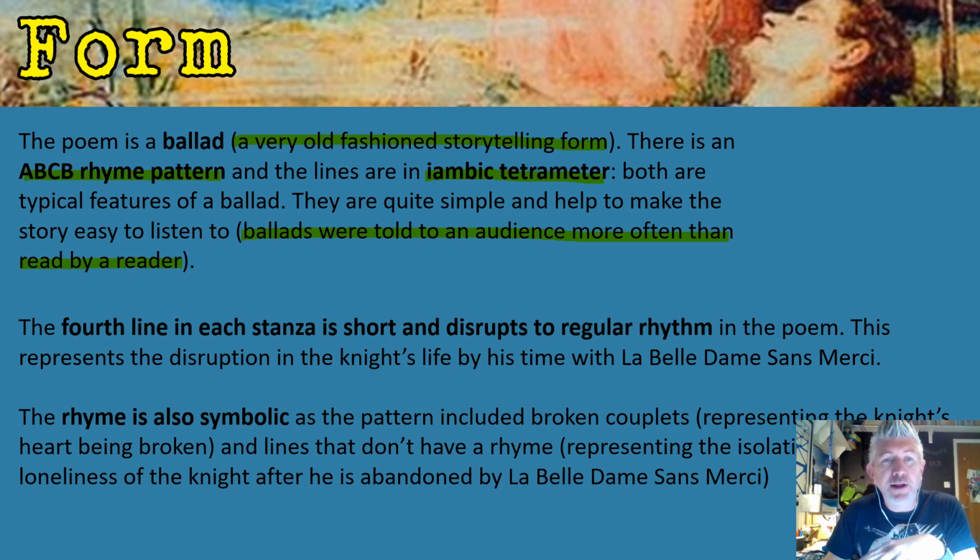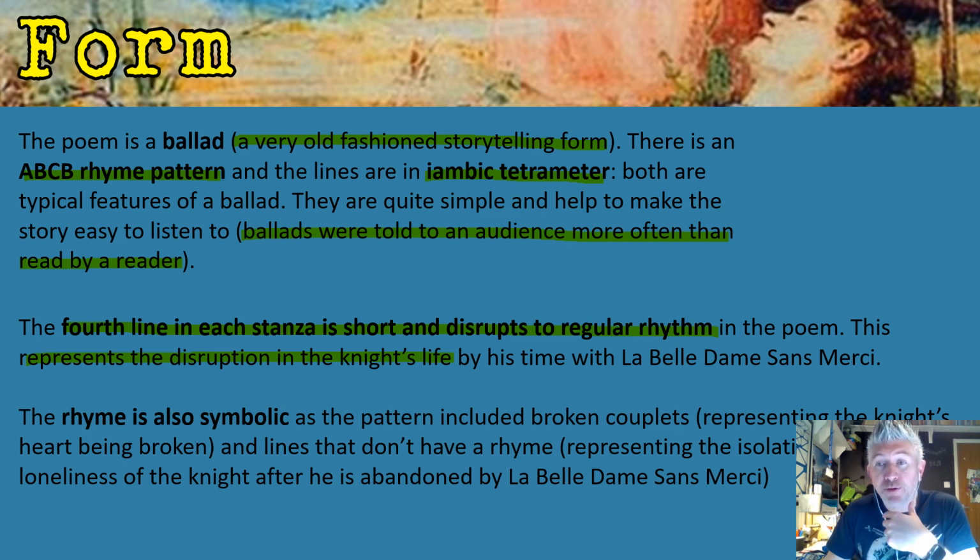Each fourth line in every stanza is short, okay, and that disrupts the regular rhythm of the poem. And this could have a meaning in the sense that it represents the disruption in the knight's life that he's had because he's been with this particular woman.